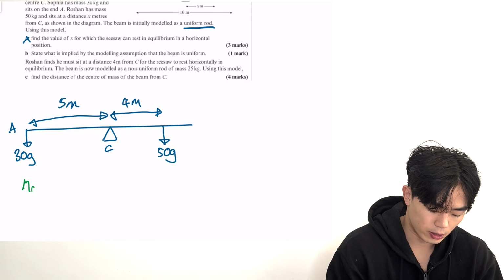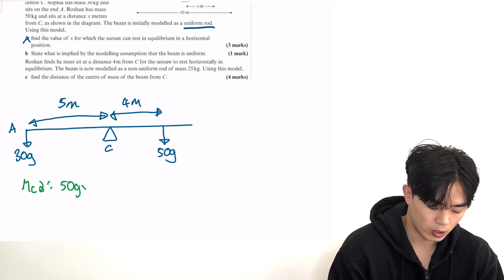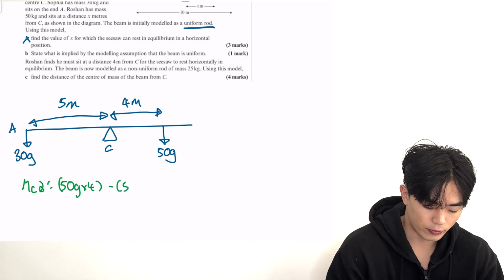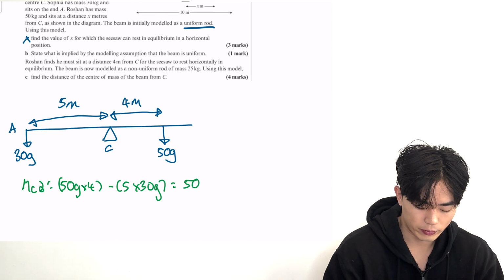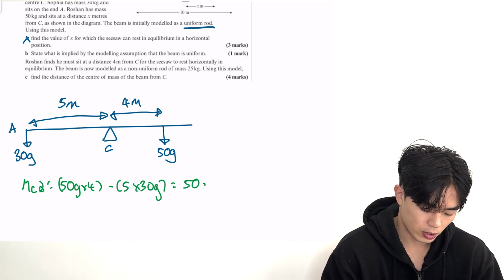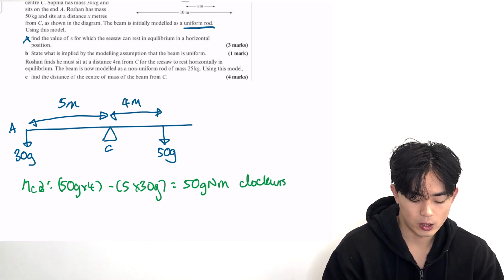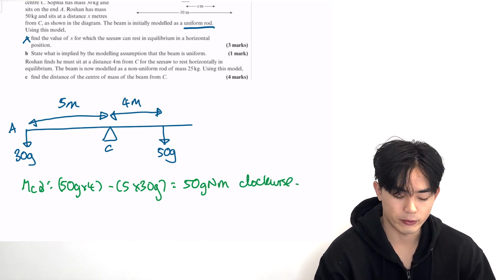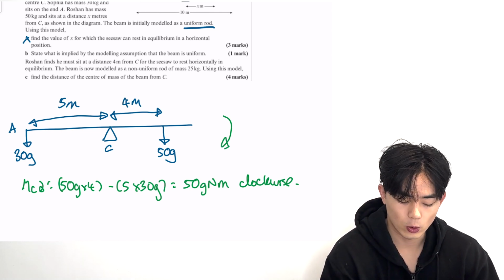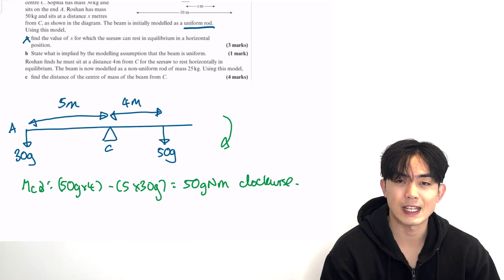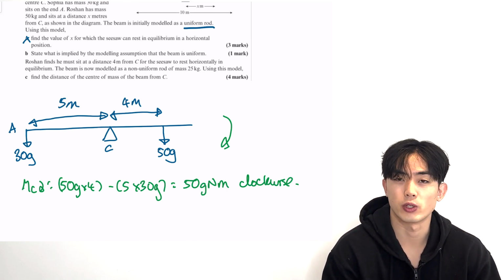So let's just do moments now straight away. So moments about C going clockwise. So we have 50 G times 4, and then we have minus 5 times 30 G, which will give me 200 minus, so it'd be 50 G Newton meters, and that's going to be in a clockwise direction. What does this mean? Well, it's actually going to be rotating in this direction here, which means that it's no longer in equilibrium. So in order for it to be in equilibrium, there must be an additional moment which acts anti-clockwise, right?